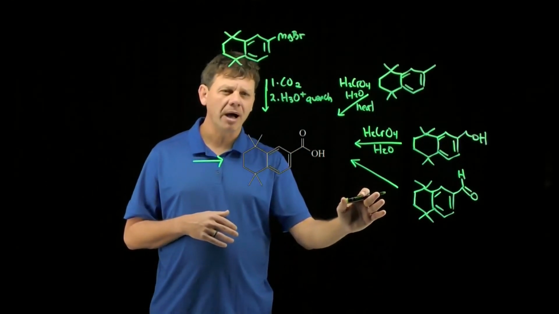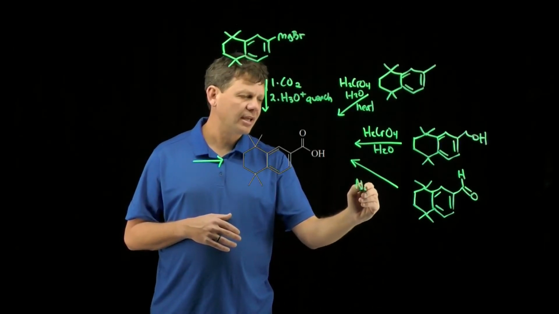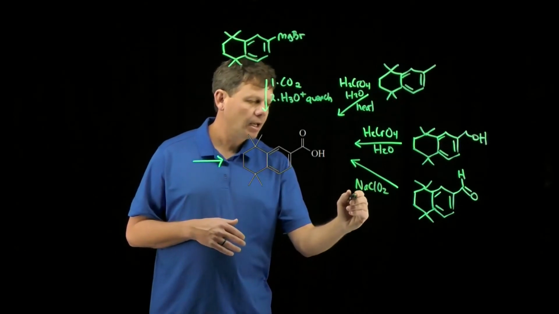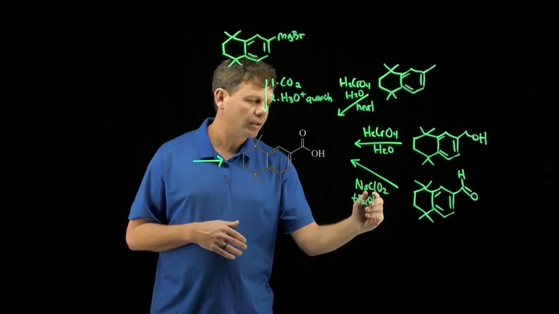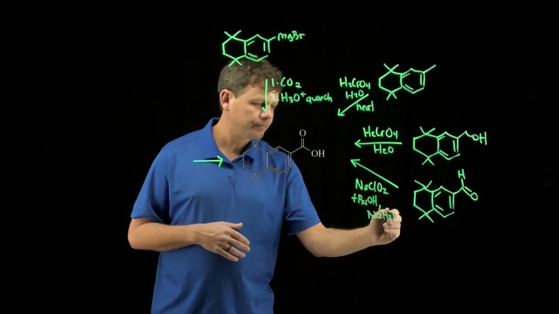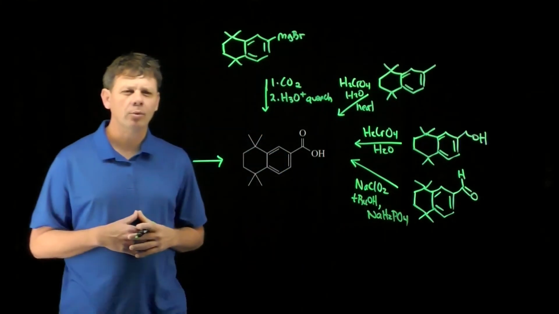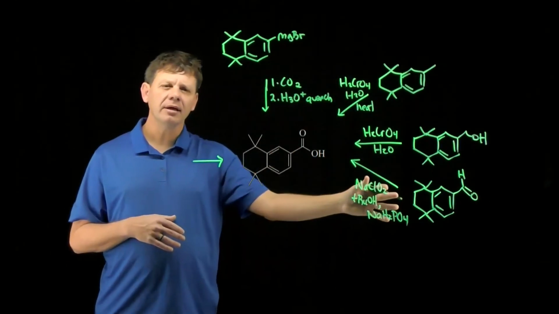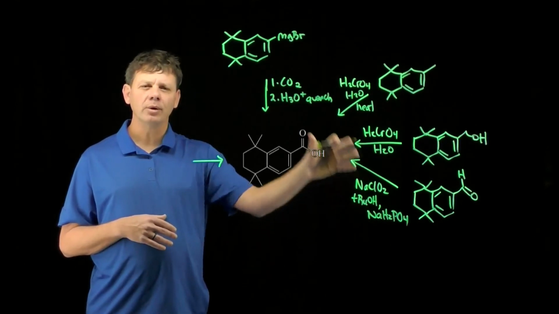So we can use a milder reagent, in this case, a buffered sodium chlorite solution, NaClO2, usually t-butanol to help with solubility, and as we said, a buffer. That will result in a carboxylic acid. These are probably the most common ways that we would do this.